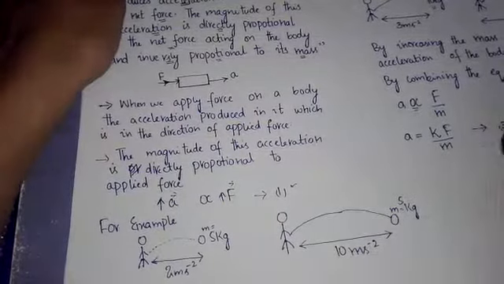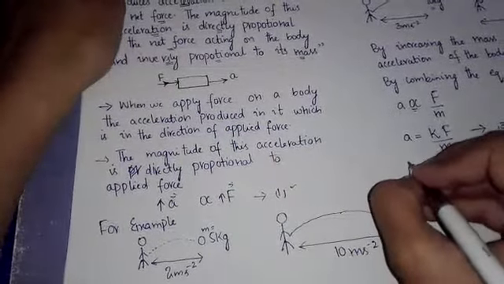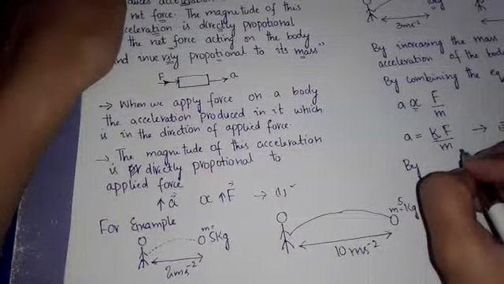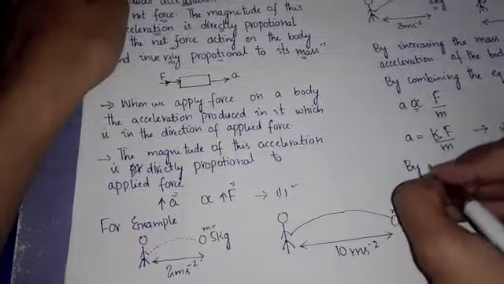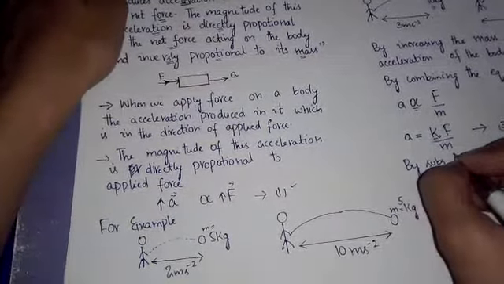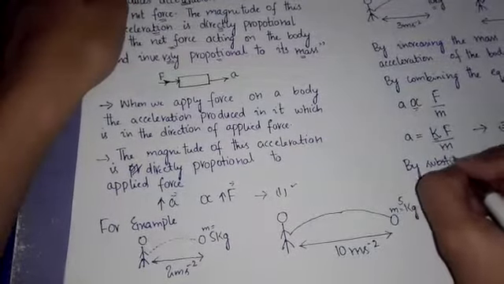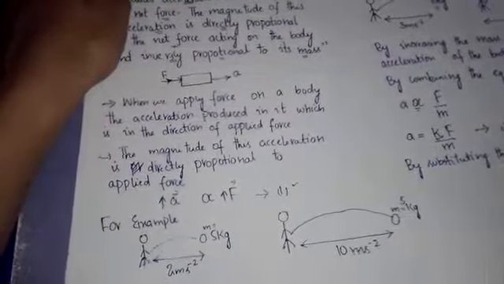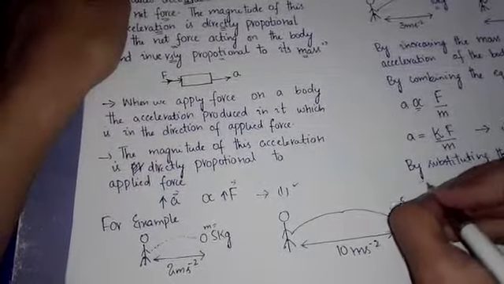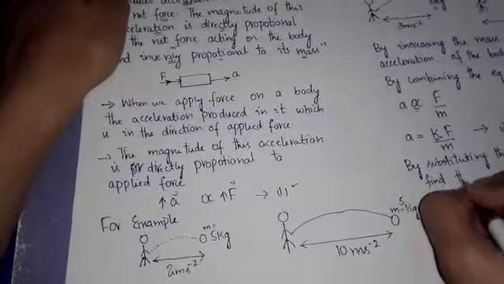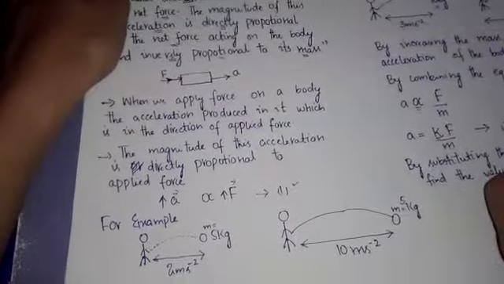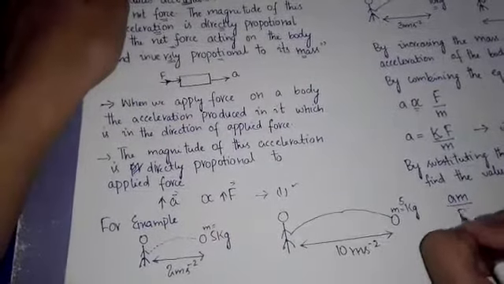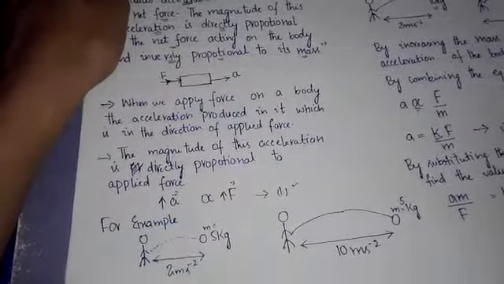If we want to find out the value of k, then we must separate this variable. By substituting the units, we can find the value of k like this: a m divided by f, which is equal to k, from this third equation.